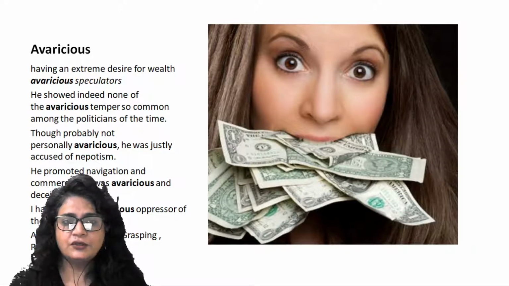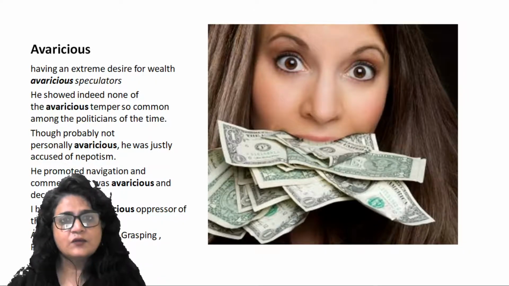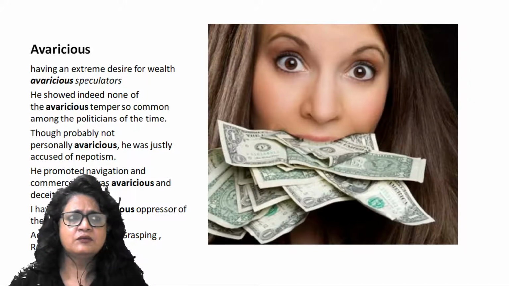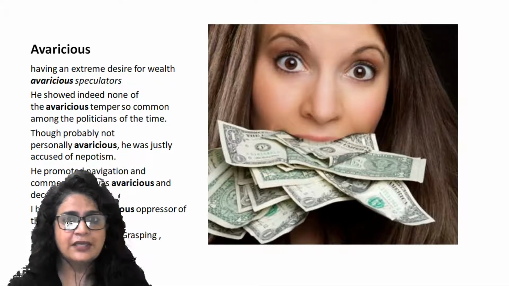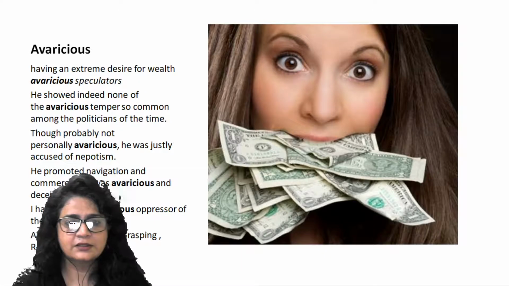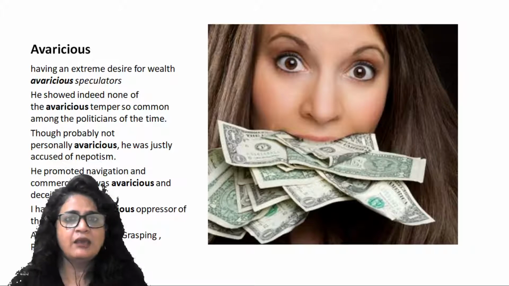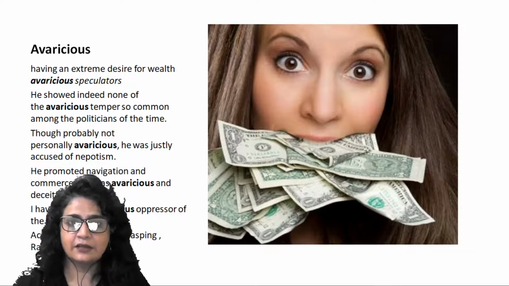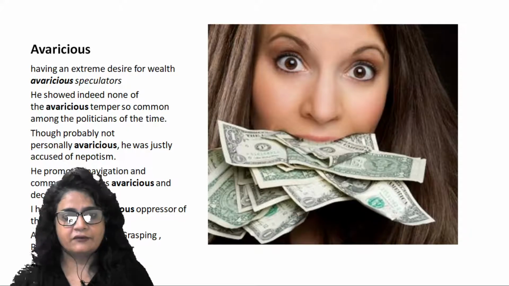He promoted navigation and commerce, but he was avaricious and deceitful. So he did this, but he was deceitful and avaricious. So deceitful is deceptive, a person who is cunning, a person who is not honest with you, dishonest, and avaricious is greedy. So it's talking about two negative traits this person had. I have been no avaricious oppressor of the people. Here somebody is claiming that he is not greedy, right? He does not have this desire to possess things. Alright? So avarice will be noun, avaricious is adjective.